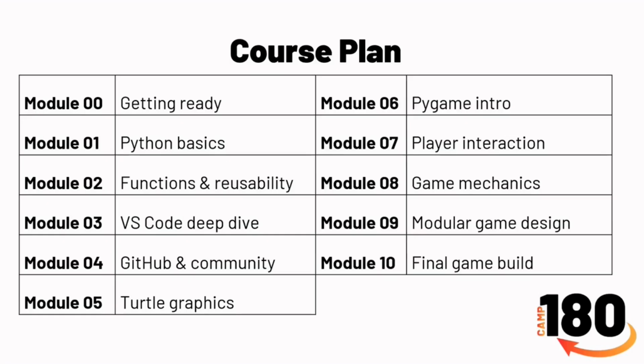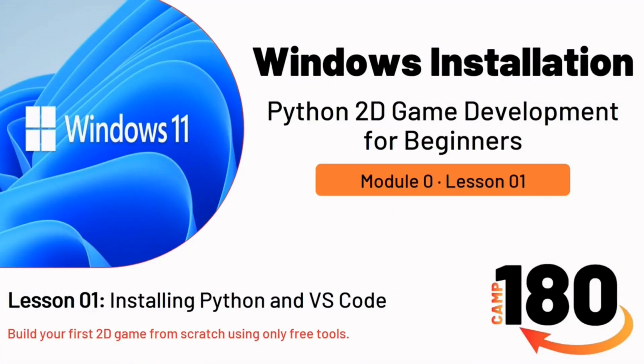We recommend that you watch 2 to 3 short videos per week, each around 10 minutes long. It will take approximately 75 short videos to build your skills step by step, all the way to building a full 2D game using Python and Pygame. Everything we use is free. The only thing you need is a working computer and the willingness to learn. Now let's start with the Windows installation.